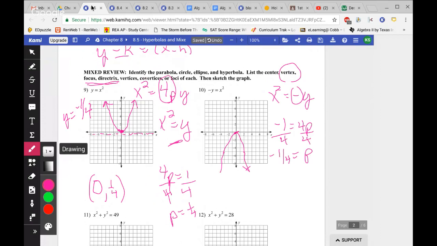Okay. And so you're only going to be dealing with this 4p, or in some cases, you're going to actually plug in a value. I think that happens on the last page of this overview. But on this, you've got 0, -1/4 as your focus. And then you've got y equals +1/4. So actually number 10 is the complete opposite of what number 9 was. Yeah. Okay.